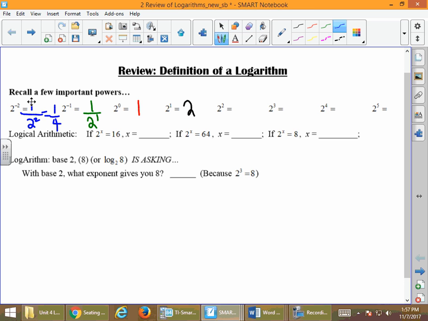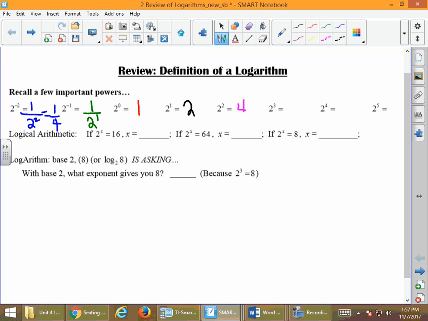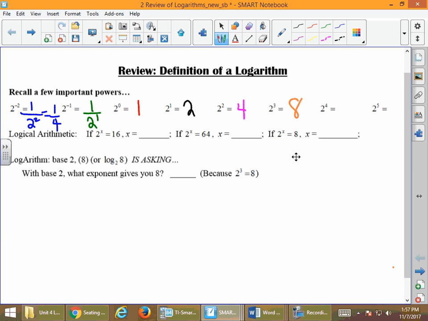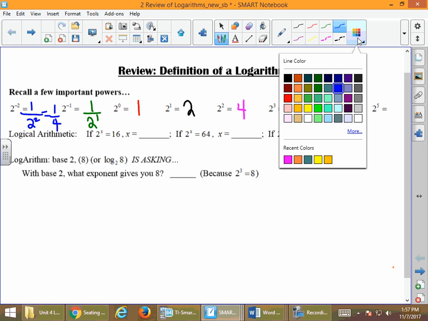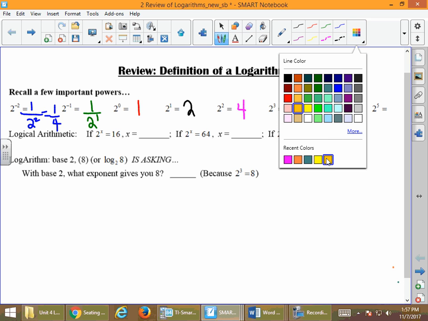2 squared is 2 times 2, which is 4. 2 cubed is 2 times 2 times 2, which is 8. 2 to the 4th is 2 times 2 times 2 times 2, which is 16. And 2 to the 5th is 32.